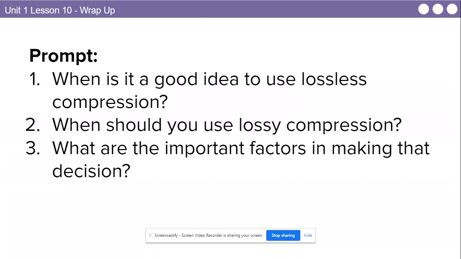After our discussion, we should be able to answer this one pretty quick, right? When is it a good idea to use lossless compression? Lossless compression. If you've got a huge message and you want to make it take up less space, whether you're sending a big file, like a book, over email.